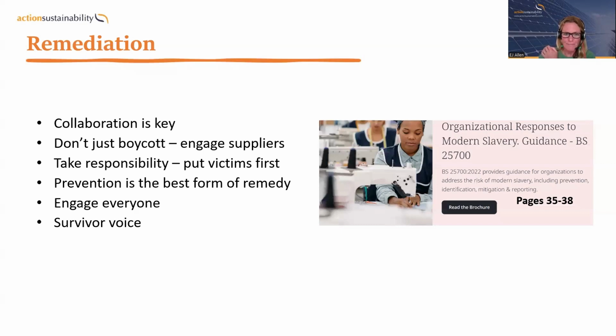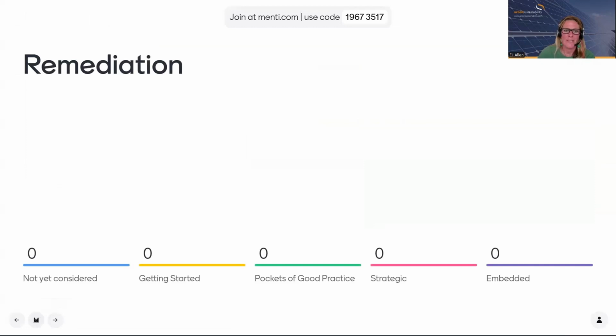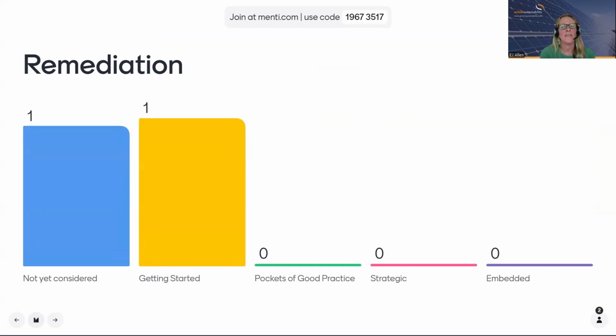Okay, so this is the last one. So let's have a look. Getting started, you don't have any policies or processes in place here, other than maybe a simple referral to an organisation that can connect somebody to the National Referral Mechanism, referred to as the NRM. That's the government-backed framework for identifying and referring potential victims. So you might talk about ending relationships with suppliers if any instances of slavery are found, which is not great, which we'll look at in a moment.